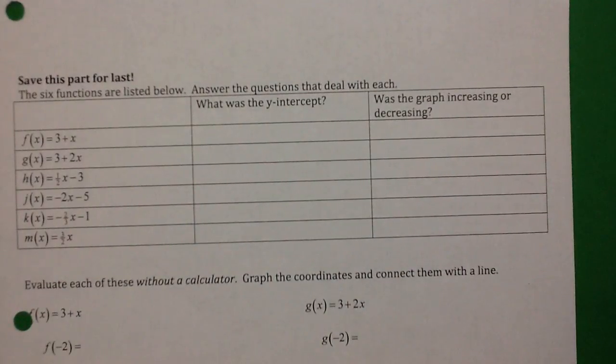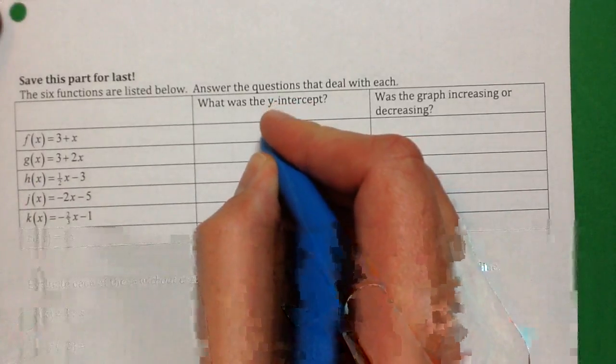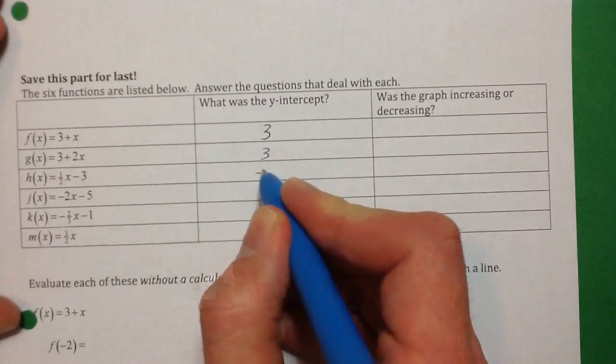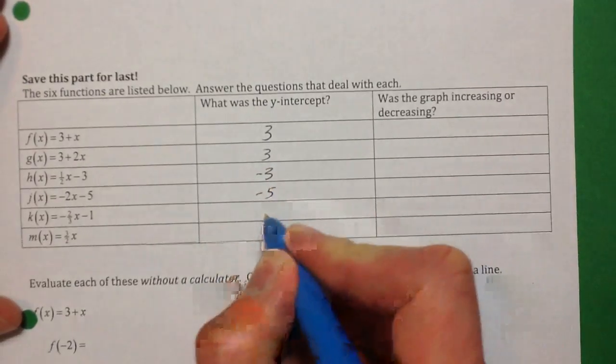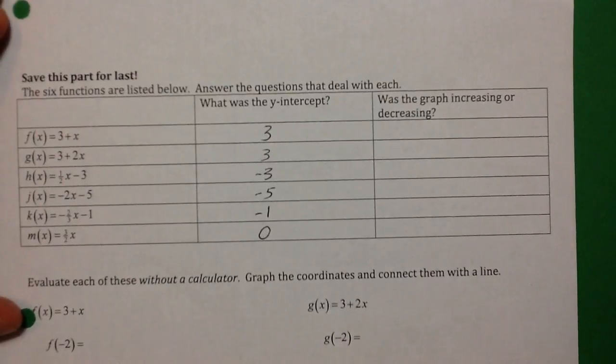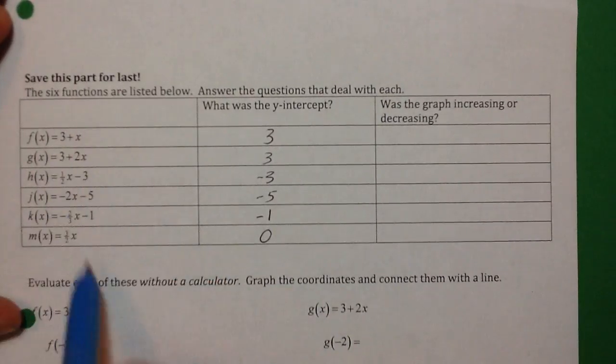But let's go back here for a second. So what was the y-intercept of this one? Well, it was 3. What was the y-intercept of this one? It was negative 3. This one was negative 5, and this one was negative 1, and this one actually was 0. So let me point out how I can tell that just by looking at the equation.